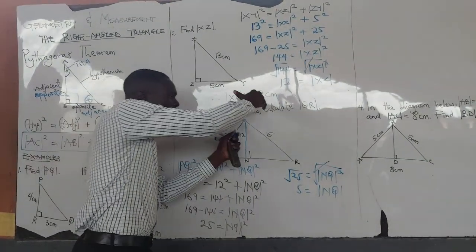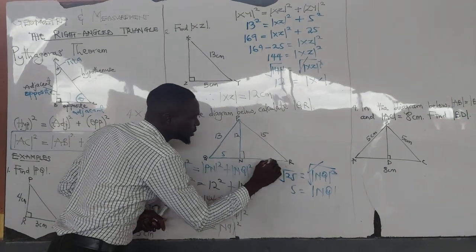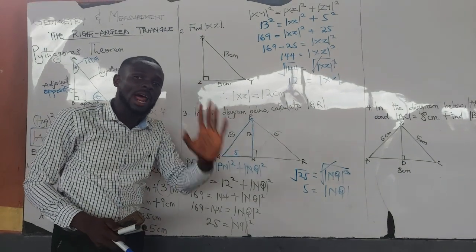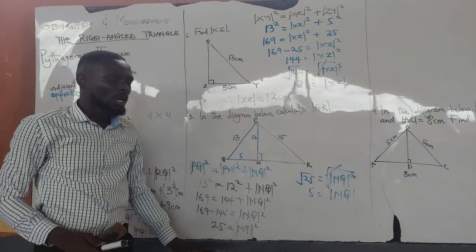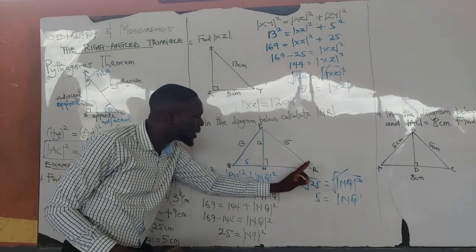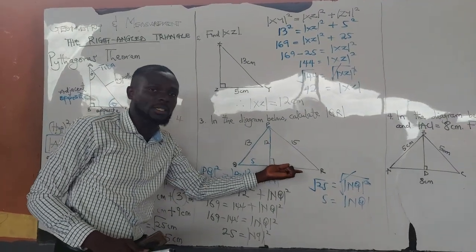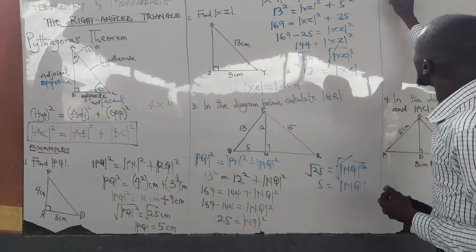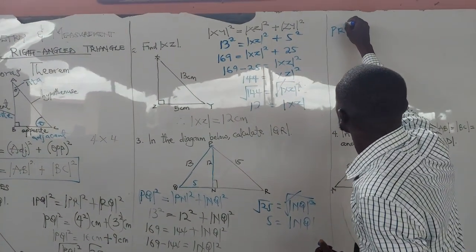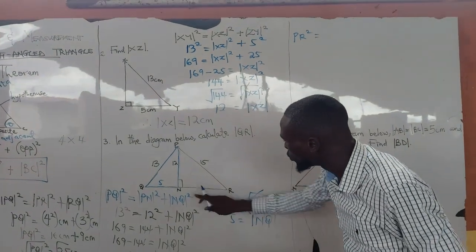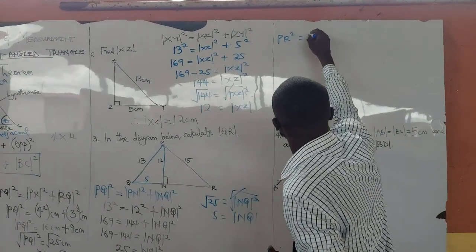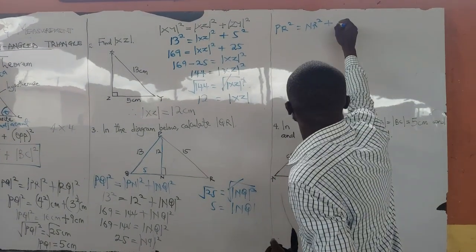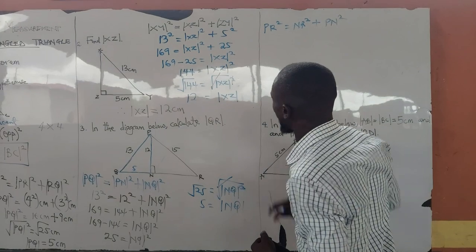Now you also do the same thing for this triangle. Remember we said the Pythagoras theorem works for only right-angled triangles. So let's also use the right-angled triangle with the Pythagoras theorem to solve for this. What is the longest side? The longest side is PR. So we can say PR squared is equal to this side, NR squared, plus this side, PN squared.